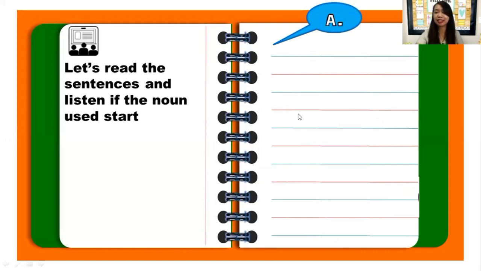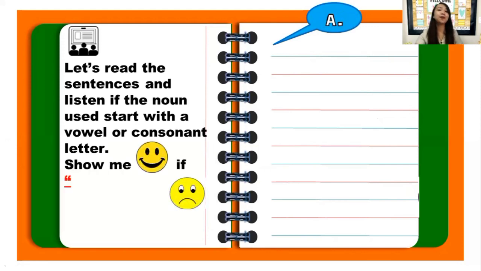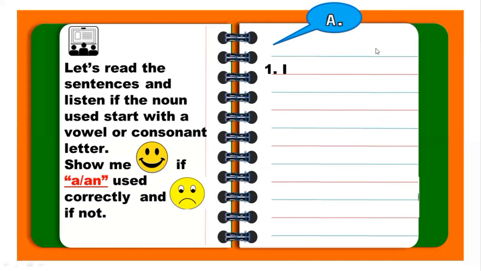Okay, let's read the sentences and listen if the noun used starts with a vowel or consonant letter. Show me your happy face if a or an is used correctly, and sad face if it's not used correctly. Okay, let's start. Number one, I gave her a box of pencils. Is the article a used correctly in the sentence here in number one?